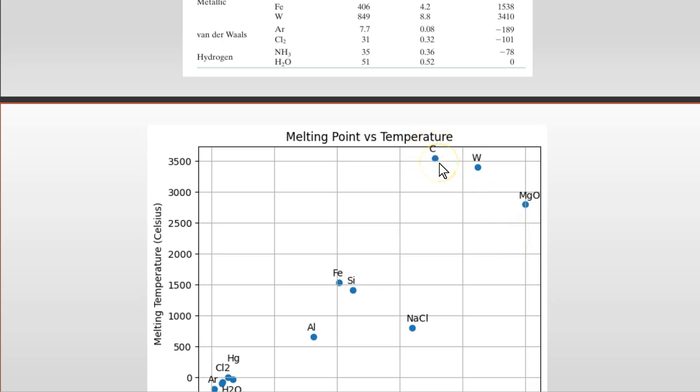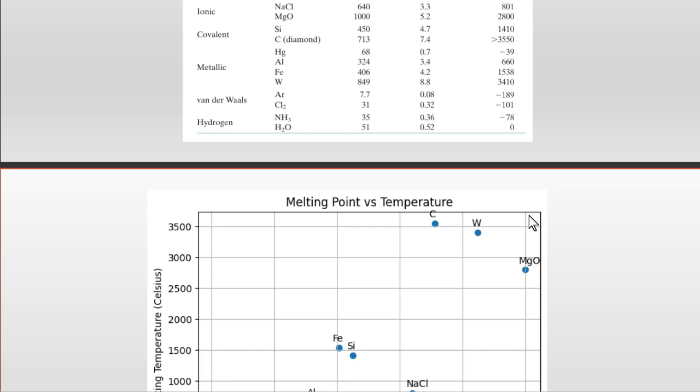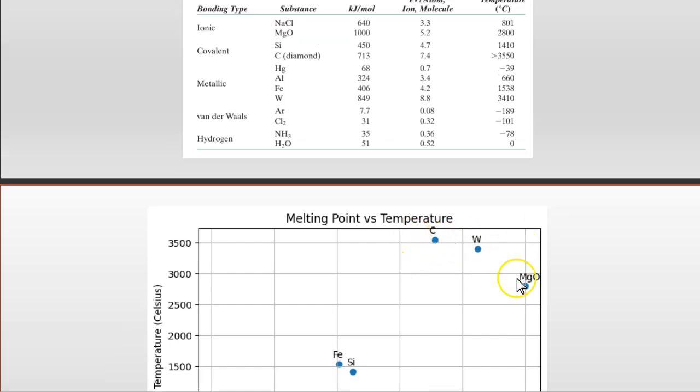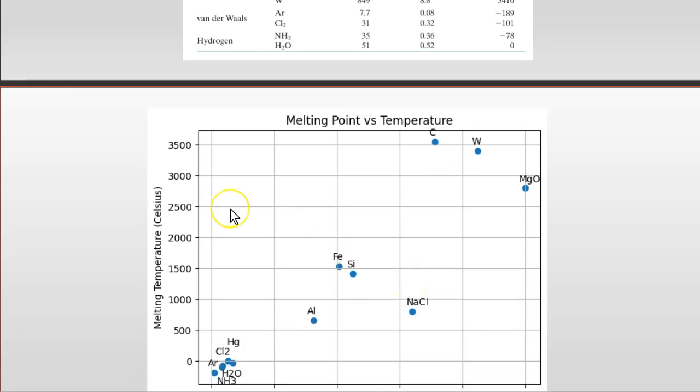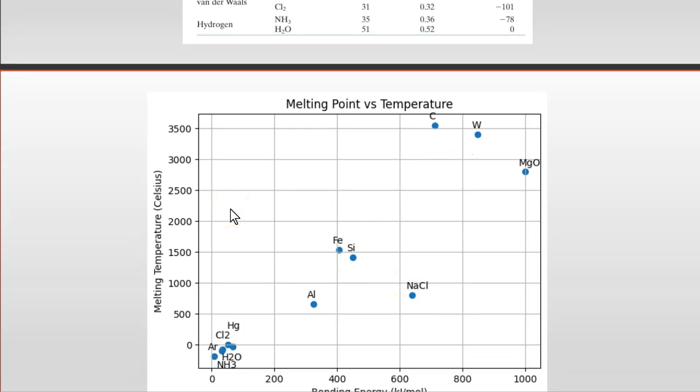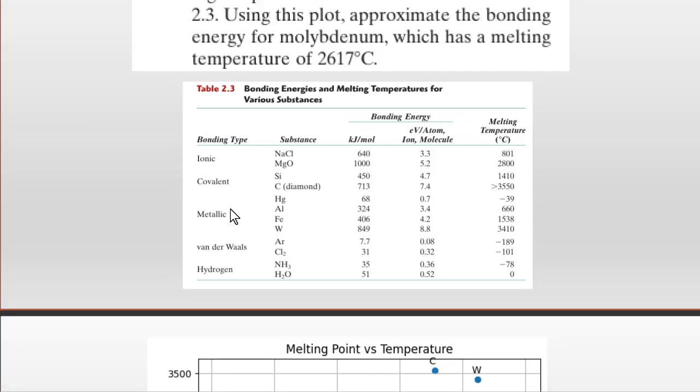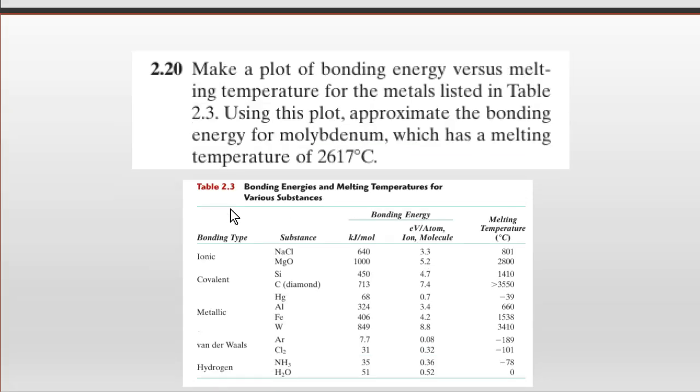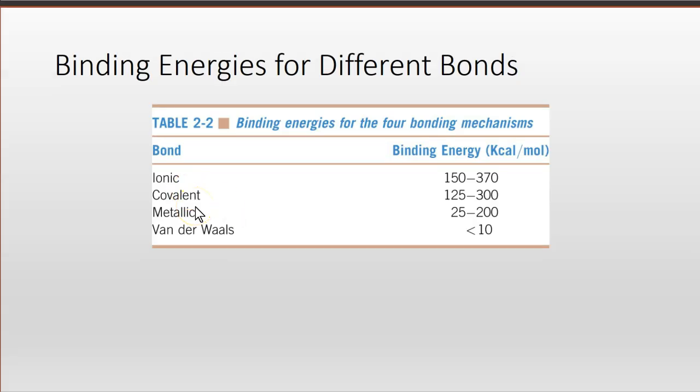Carbon in the form of diamond has covalent bonds. Tungsten has a metallic bond, and magnesium oxide has ionic bonds. So you can see it's not completely predictable just from knowing the type of bonding what the melting temperature will be, whether it will be high or low. But generally speaking, we do expect that materials with covalent and ionic bonds will have better high temperature resistance than metallic, and certainly more than van der Waals materials or materials that rely on van der Waals forces for bonding.